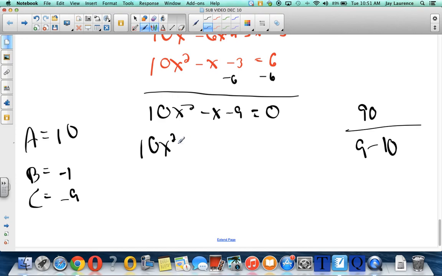If I were Megan Tick, I would probably rewrite it like a minus 10x, because the 10 goes so well with the 10. And then she would put a plus 9x, because the 9 goes so well with the negative 9.